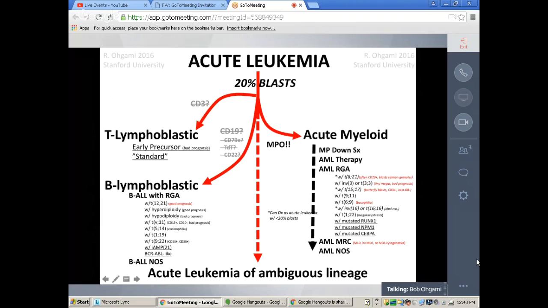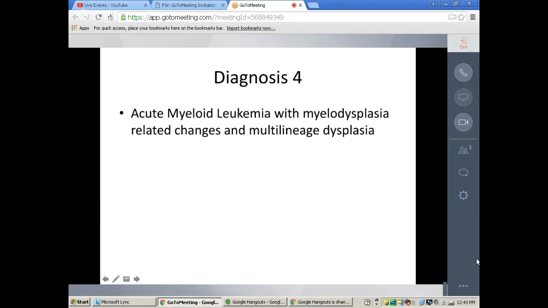So we can ask ourselves the question, does this patient have Down syndrome? No, there was no history of that provided. Do they have a history of being exposed to chemotherapy or radiation? No. Do they have a recurrent genetic abnormality? No, they don't have any cytogenetic abnormality or mutation that would push them into that category. Do they have an indication to be in an acute myeloid leukemia with myelodysplasia-related changes? And yes, they do. They have myelodysplasia-related cytogenetics as well as multi-lineage dysplasia. And so the diagnosis here is an acute myeloid leukemia with myelodysplasia-related changes and multi-lineage dysplasia.